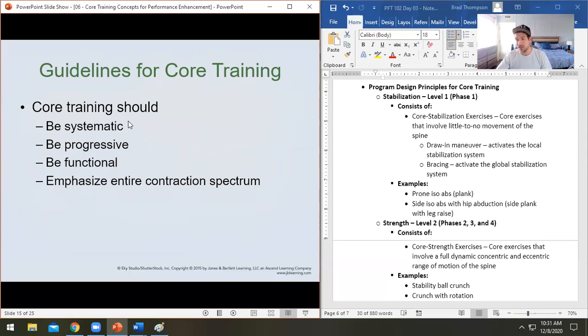So it should always be systematic. It should always be progressive. It should always focus on being functional, and it should use the entire contraction spectrum. That's another thing that people tend to struggle with. A lot of people love the concentric part, and then they just fall back to the ground. So they do the sit-up, and they fall. They do the sit-up, and they just fall back to the ground, right?